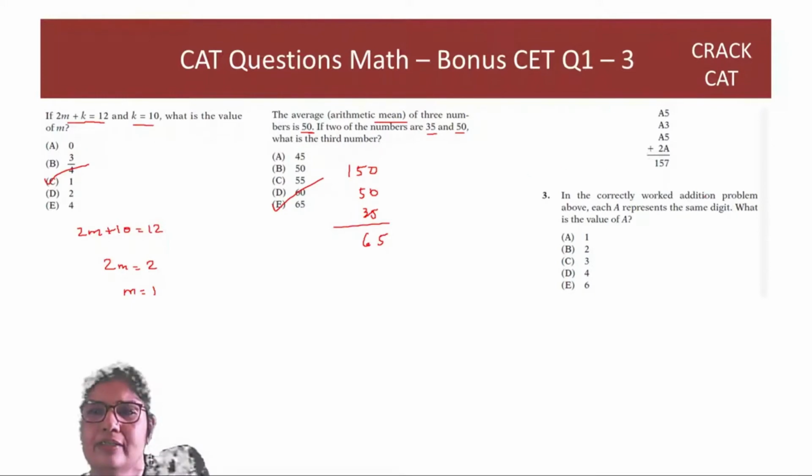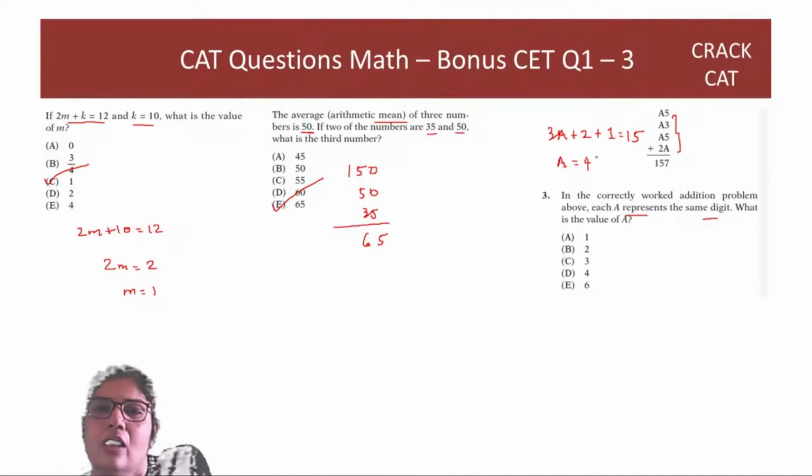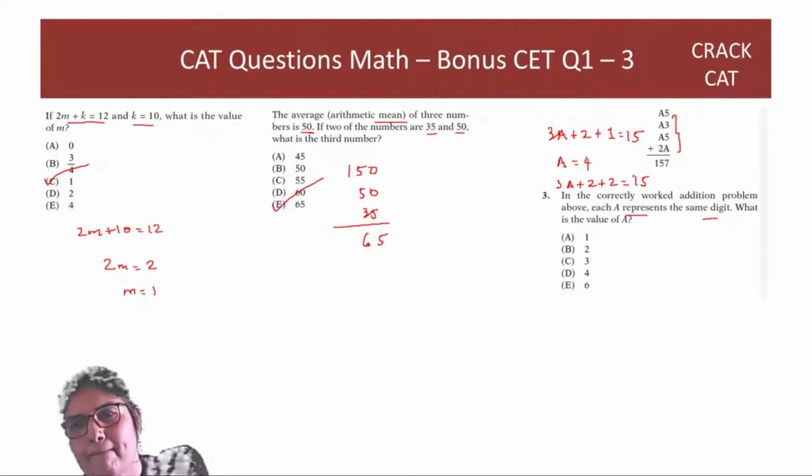In the correctly worked addition problem above, each A represents the same digit. What is the value of A? So here, if you see, guys, there's definitely going to be some carryover. Either 3A plus 2 plus a carryover of 1 is possible. That can be 15, in which case A is 4, which works. Or a carryover of 2 is possible, but that will give us fractional answers. So A is equal to 4. If you check with 4, you will get 7 here, and you can straight away see the 7 happening.